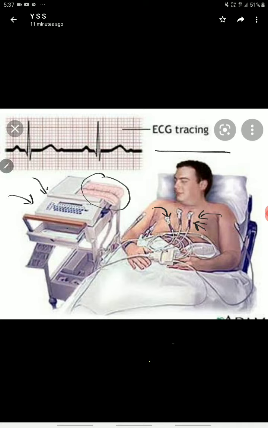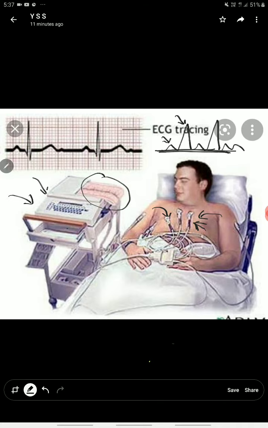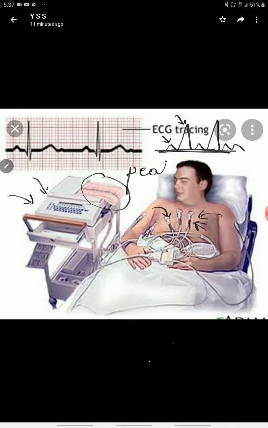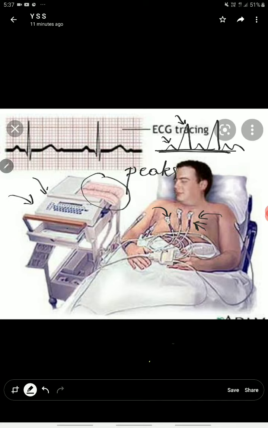When it is in the form of a straight line, there is no electrical activity. Even if there is a slight electrical activity, it will produce a small peak. With a strong electrical activity, it will produce a much higher peak, like this. So lower and higher peaks in the graph are produced, which implies the electrical activity of the heart.